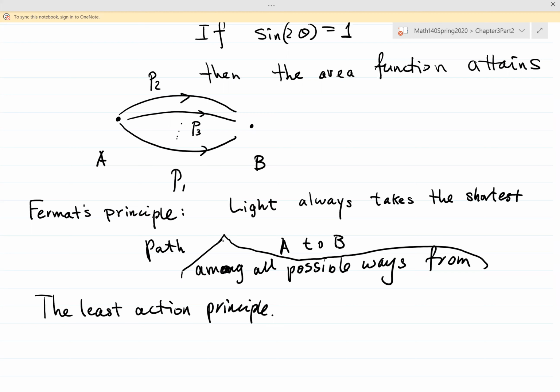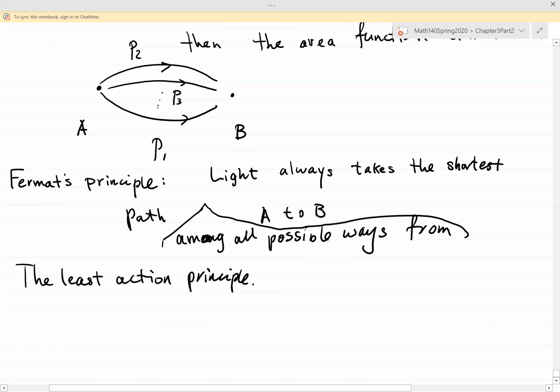Another way to think about the Fermat principle is, if light travels from A to B, how does light know the path it takes? The path light takes is actually the shortest distance, the shortest path. Now if you travel from Philadelphia to New York, how do you know the way you take is actually the shortest?